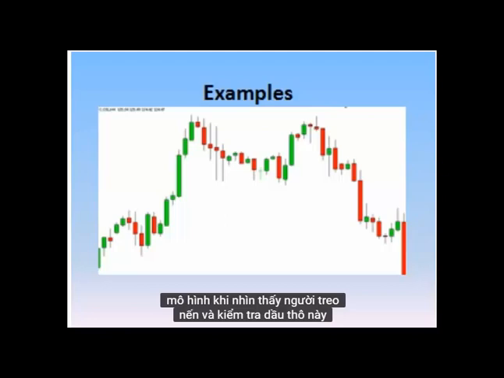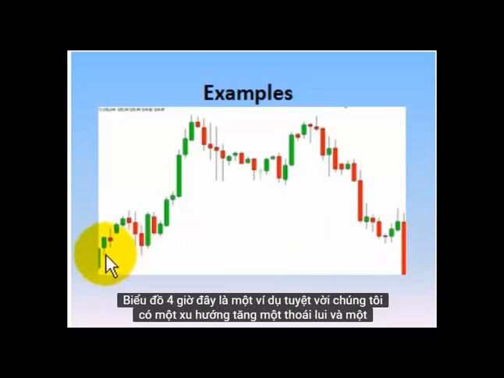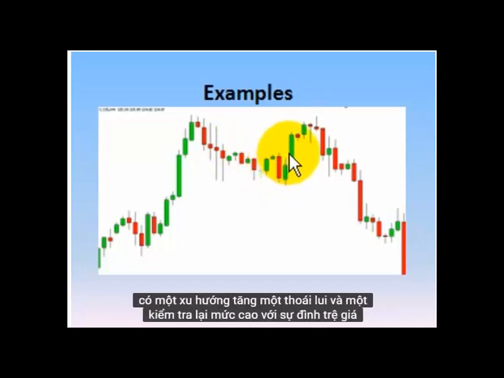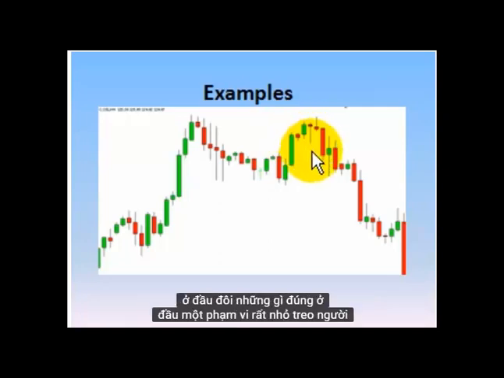And check out this crude oil 4-hour chart. This is a great example. We have an uptrend, a retracement, and a retest of the highs with price stalling at the double top. What's right at the top? A very small range hanging man.